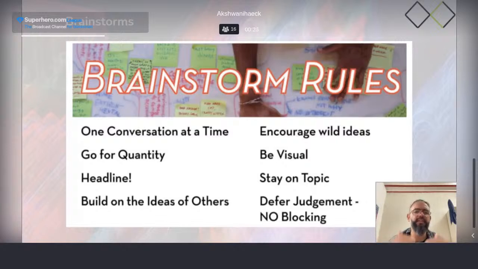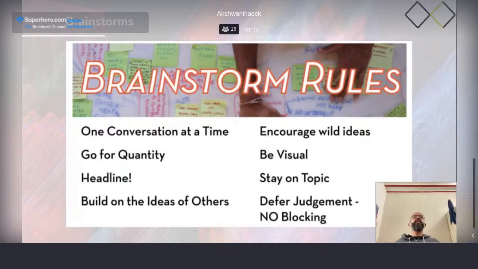Try to make it a headline. Don't write down a paragraph or anything like that. You can also allow yourself to build your ideas on top of others. This is very, very useful because that is the team working together and complementing each other's ideas. This is why we don't care about absurd questions, because maybe an absurd question that I throw out will trigger a very good question in another person. So boom, go for that. Encourage wild ideas, I already talked about that. Stay on topic, again, one conversation at a time.